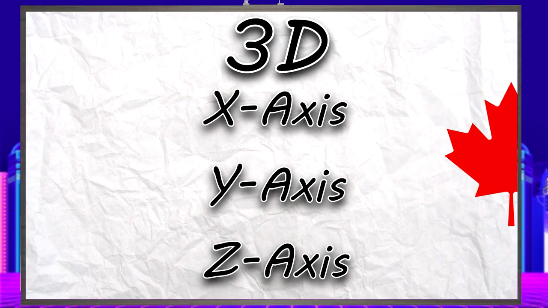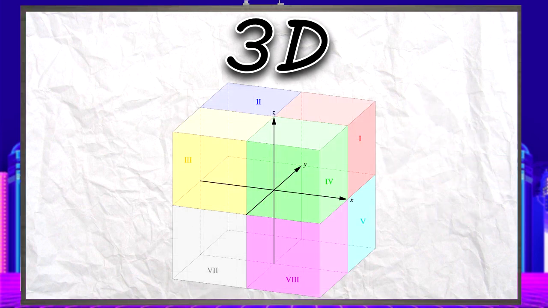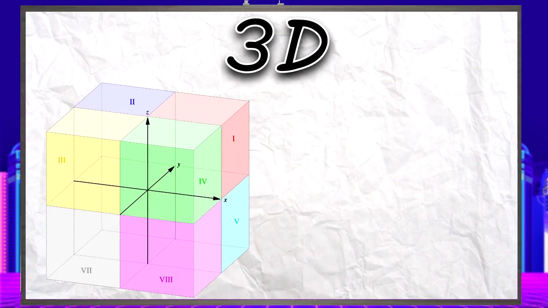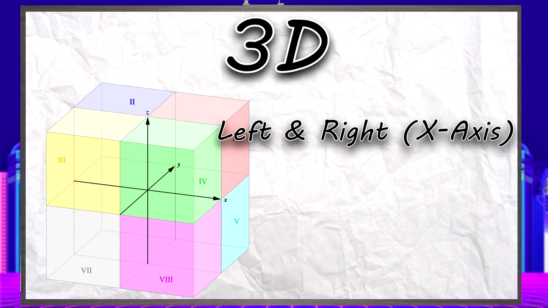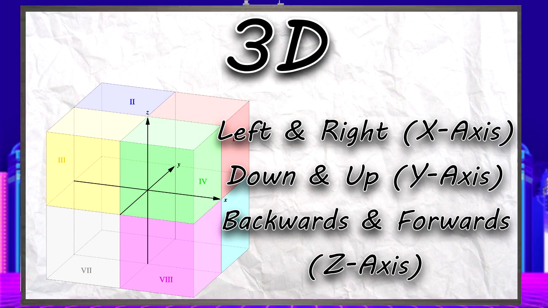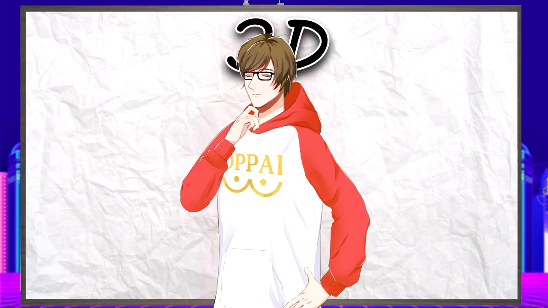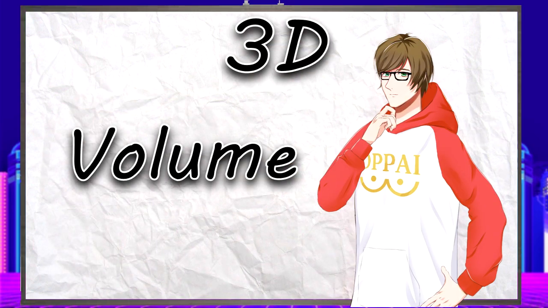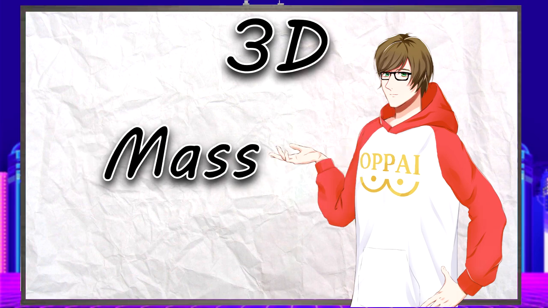Yes, I'm Canadian. This turns the quadrant into an octant. This balloons the amount of directions to left and right, negative and positive x, down and up, negative and positive y, backwards and forwards, negative and positive z, and any combination of the three axes. One important note about existing on these three dimensions is that it gives us volume, and with density, mass. This is unlike the lower dimensional constructs, where volume and mass are just flat out impossible.